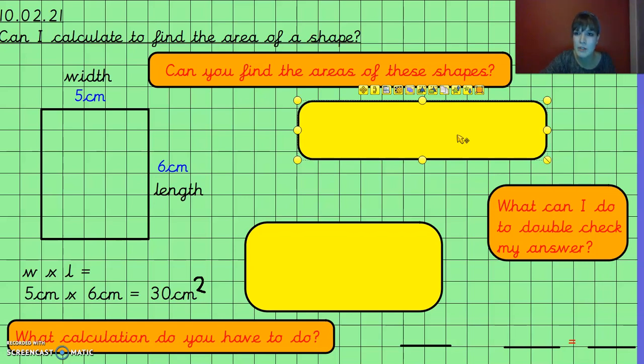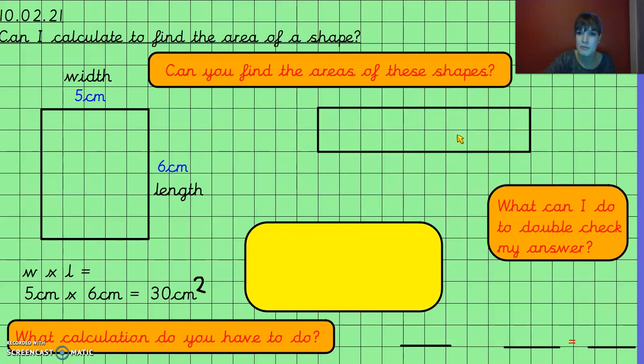So you're going to count the width and count the length. There's your shape. I would like you to have a go at that now. Pause the video, everybody.